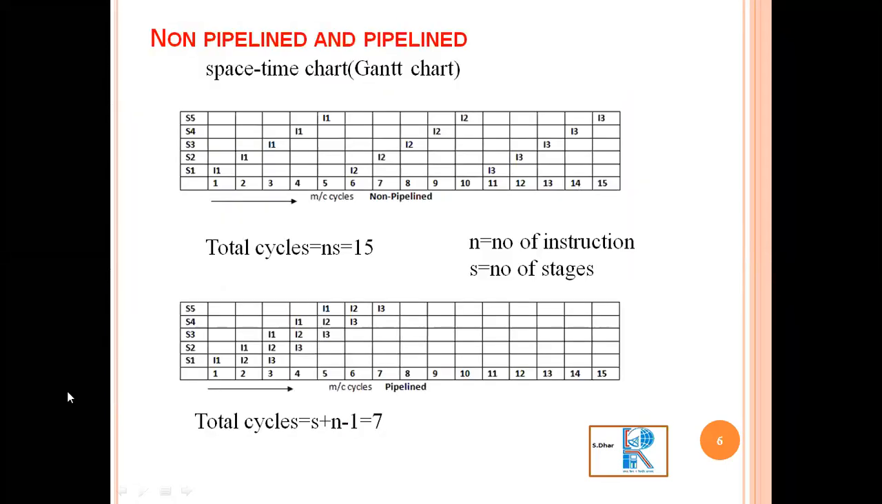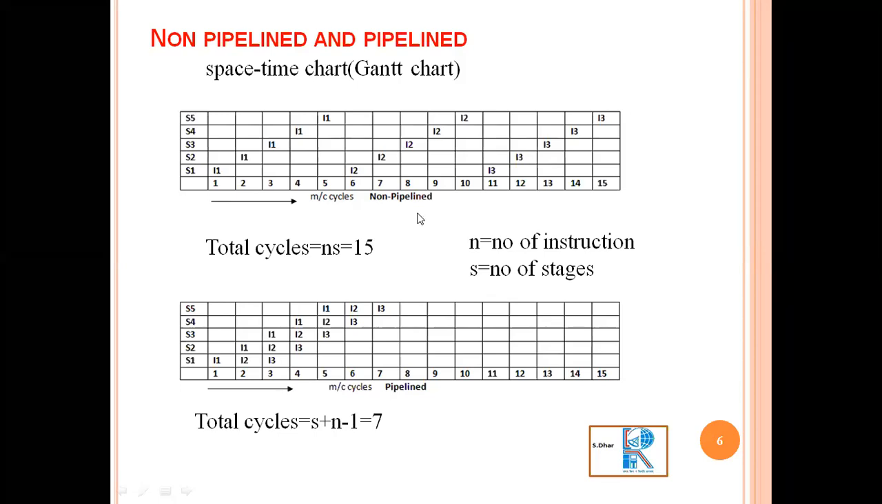So now here it will be clear. This is called the space-time chart or Gantt chart. Now see here, suppose we are using a set of instructions. In the set, there are 3 instructions, I1, I2, I3. Clear? That means N is the number of instructions. And the system has S stages. S may be any number. Here the stages are 1, 2, 3, 4, 5. S is the number of stages.